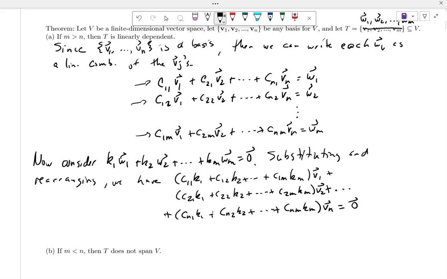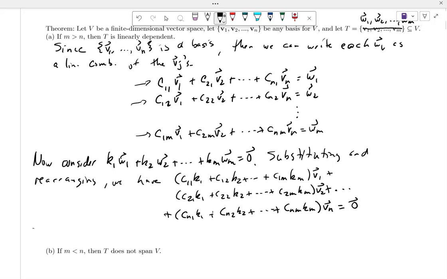I started with a linear combination of the W's that gives me the zero vector, right? Now what do I have a linear combination of? What vectors do we now have a linear combination of? The V's, right? I got a linear combination of the V's, don't I? What are we assuming about the set of V's? It's a basis. In particular, it's linearly independent. So what would have to be true about all the constants then? They're equal to 0, right?